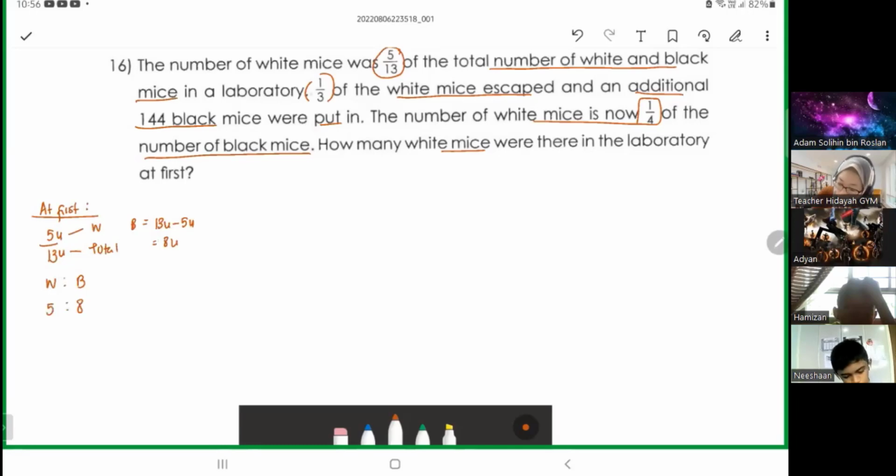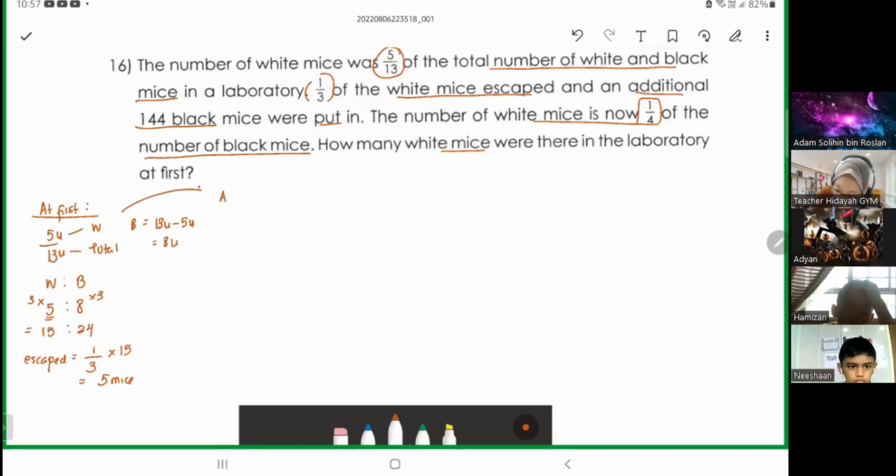Then they say 1/3 of the white mice escape. White mice are 1/3. So 1/3 means, you see, this one is not 3, this is 5. So I must times 3, times 3. So this is 15 is to 24. So the escape will be 1/3 times the 15 equals 5 mice escape. All right, okay. Then now we move on.